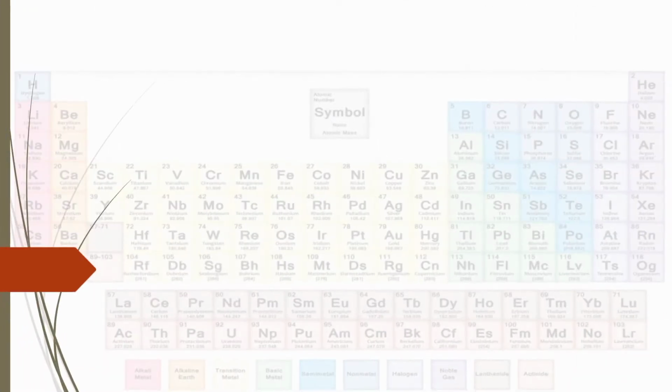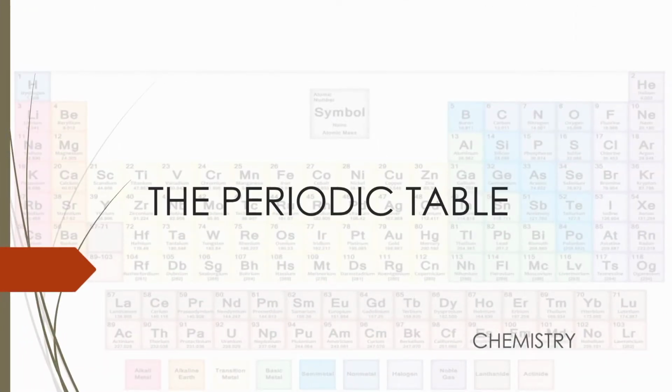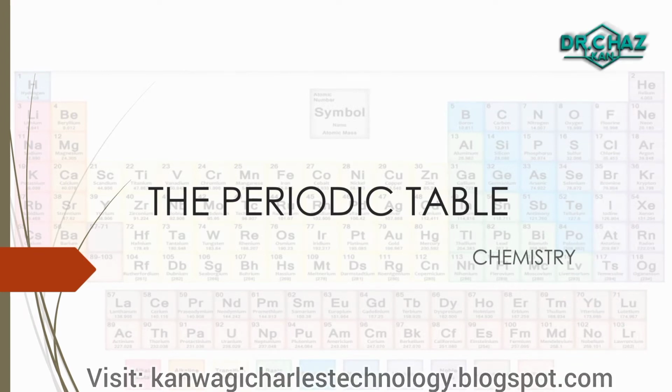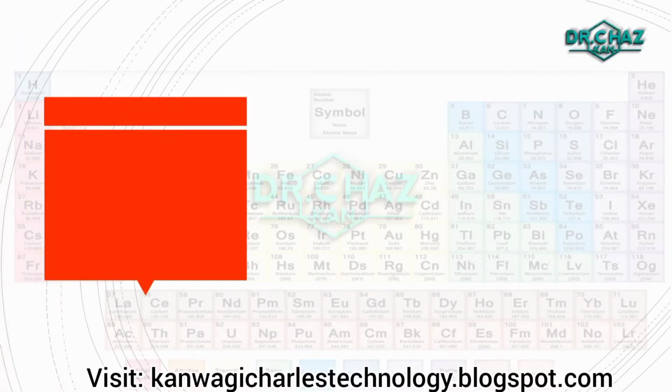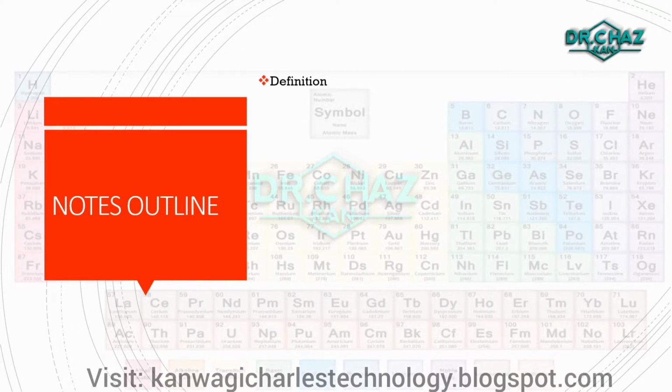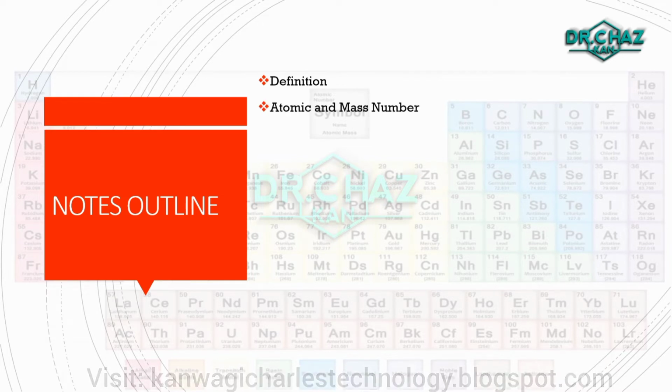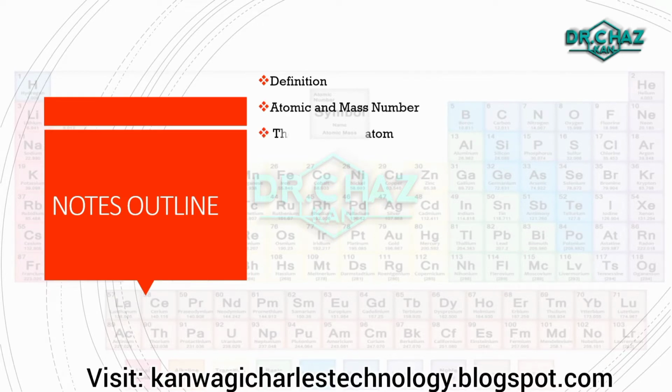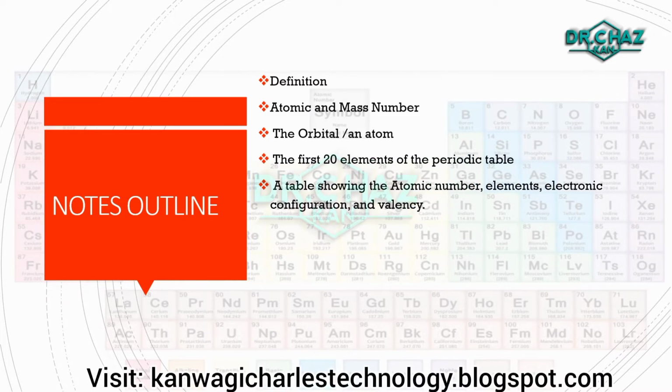My name is Dr. Charles and tonight we are going to talk about the periodic table in chemistry. So in today's topic, we are going to talk about the definition of the periodic table. We then talk about atomic and mass number. We talk about an orbital or an atom. We talk about the first element, and then we shall see a table showing the atomic number of elements, the electronic configuration and valency of elements in the periodic table.